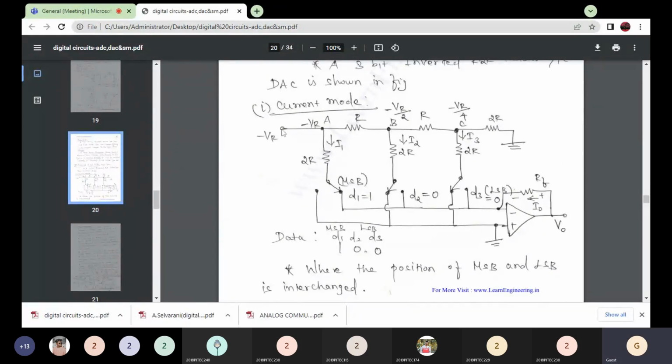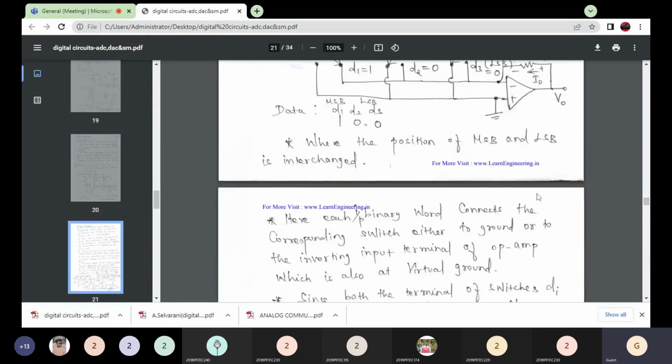Here the reference voltage is minus VR. The current flowing through the resistances is constant, so the voltages at the nodes are equally divided. At this node we have minus VR. At the next node we have the reference voltage minus VR divided by 2, since it is divided into 2. At this node the voltage is minus VR by 4. Okay, minus VR by 4.